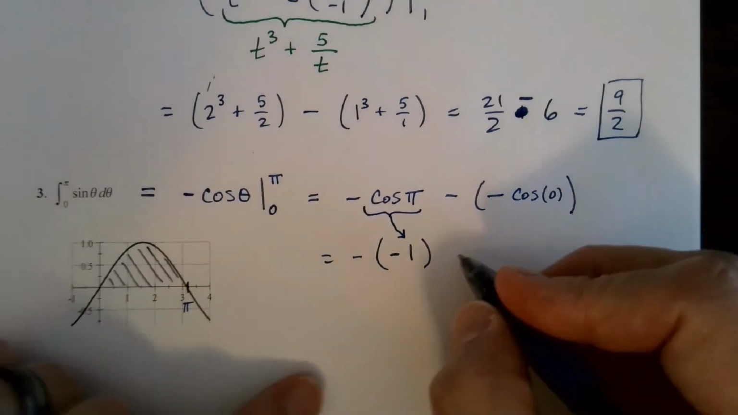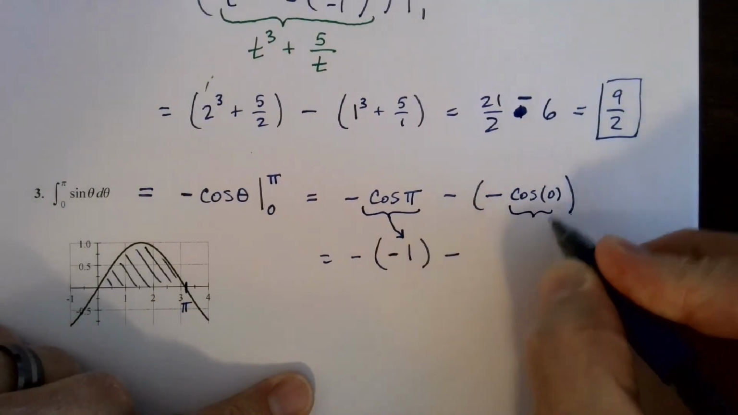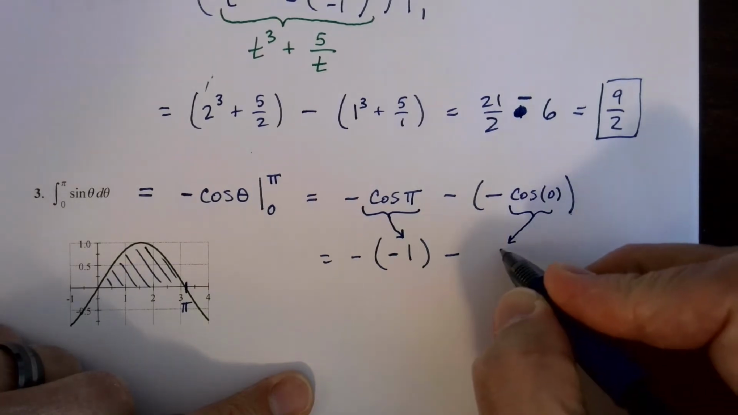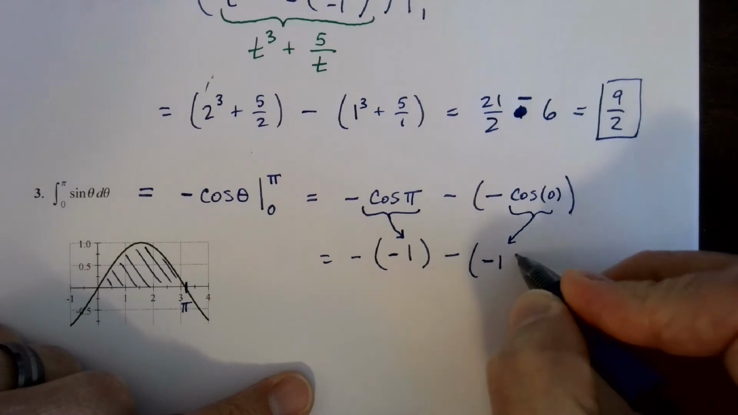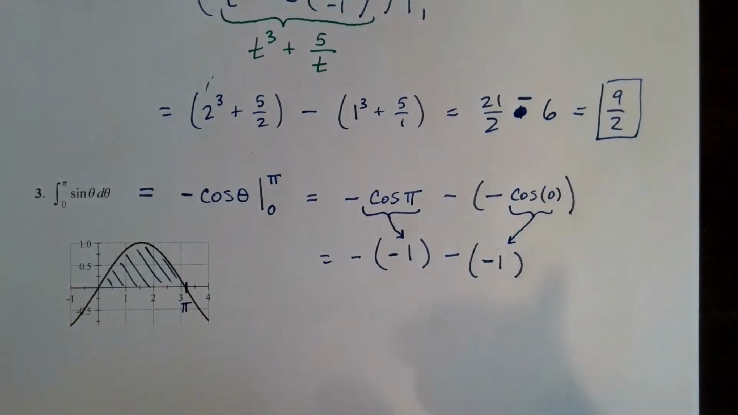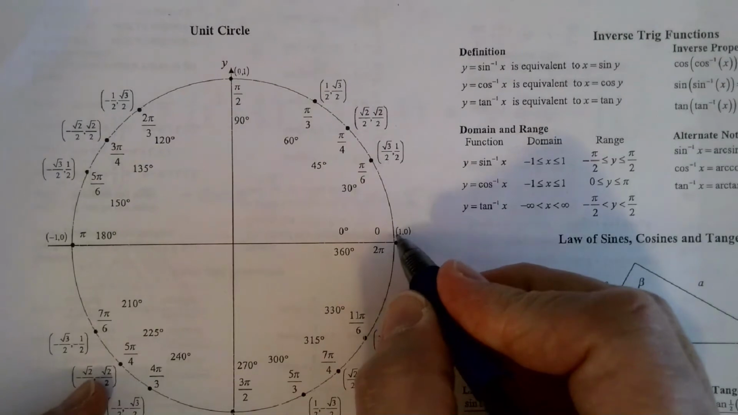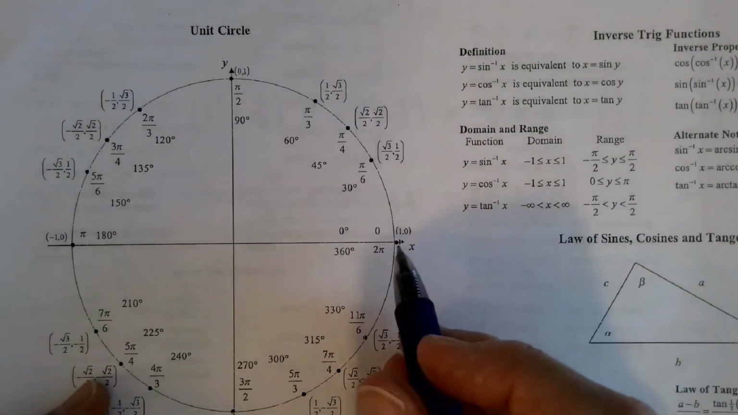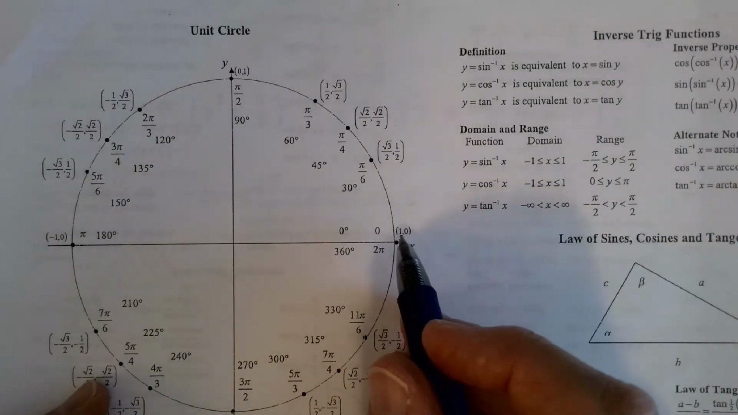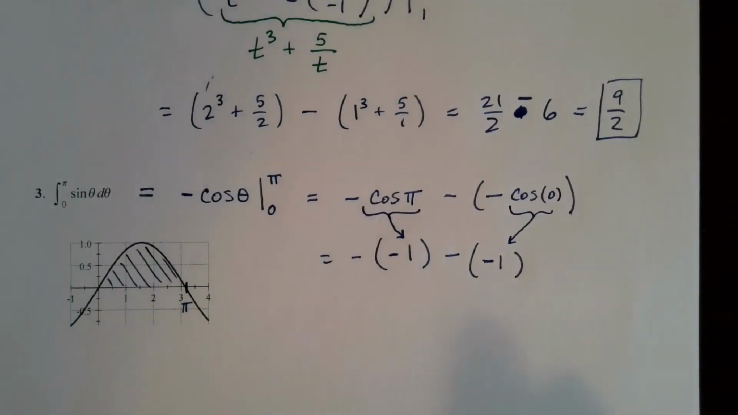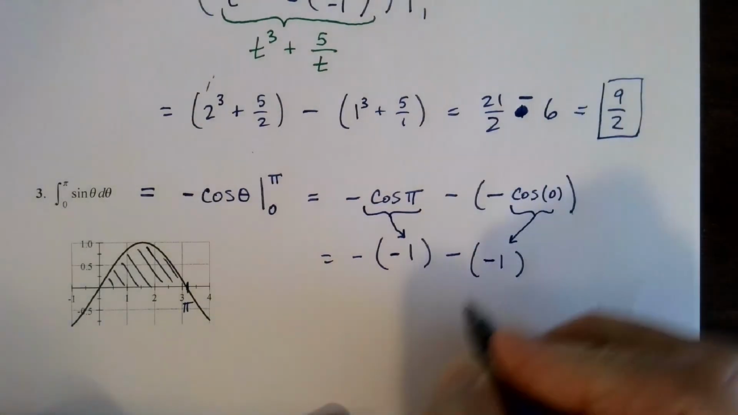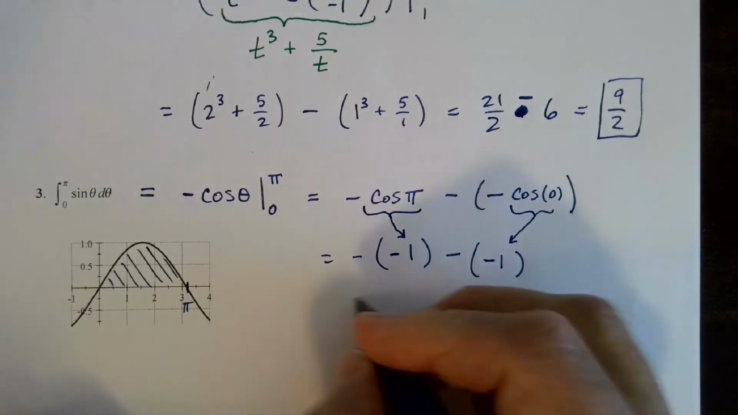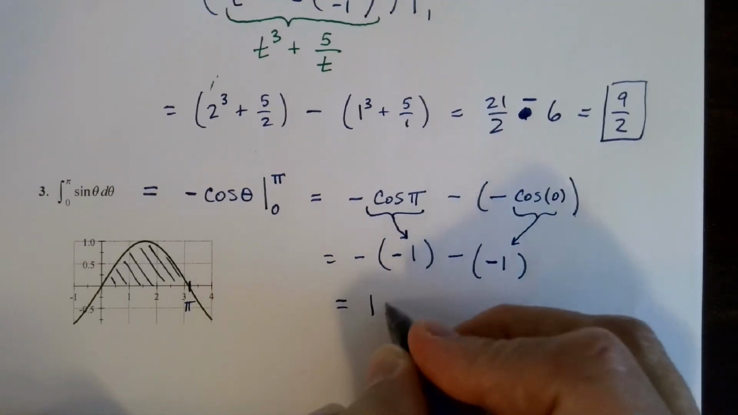And then cosine of 0 is 0. Sorry, cosine of 0 is 1. I don't know what I'm saying anymore. Cosine of 0 is not 0. Cosine of 0 is 1. Sorry, I had a momentary lapse of reasoning there. But it's a negative 1, right? So what happens here? I get a bunch of negatives. Minus negative 1 is 1. I really have 1 plus 1, which is 2.